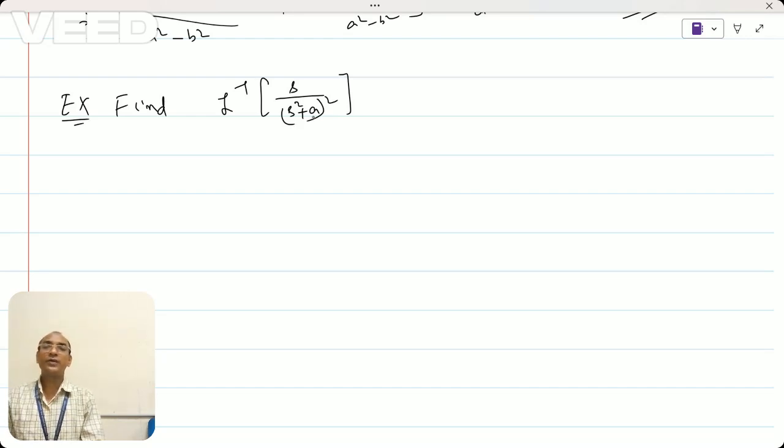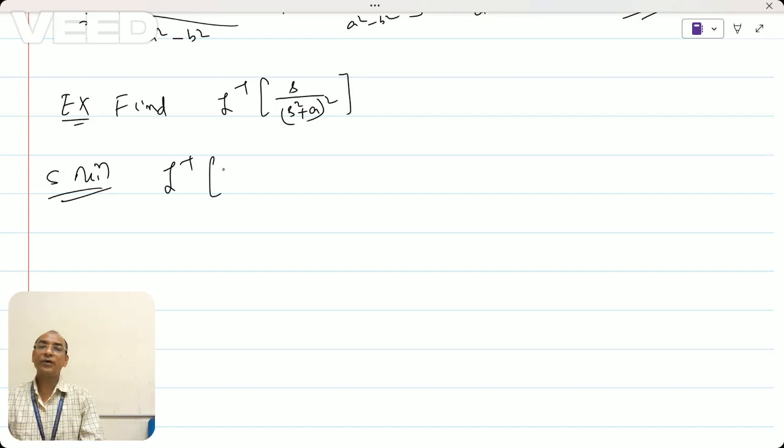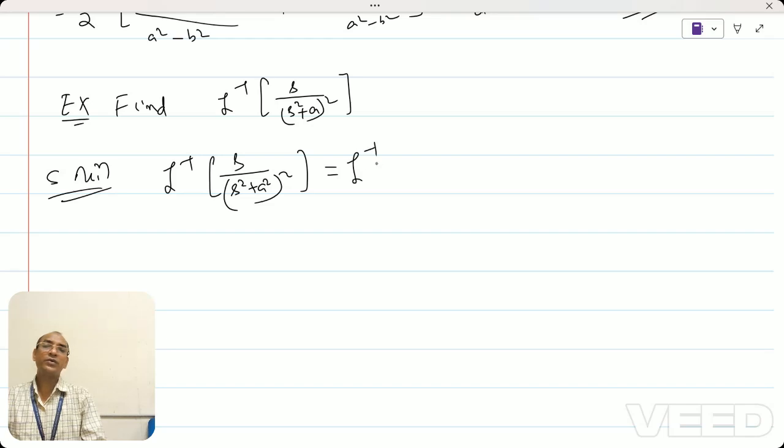If it is this, then again we want to write the inside thing as a product of two functions. So I can write L inverse of s by (s square plus a square) whole square as L inverse of s by s square plus a square into 1 by s square plus a square.